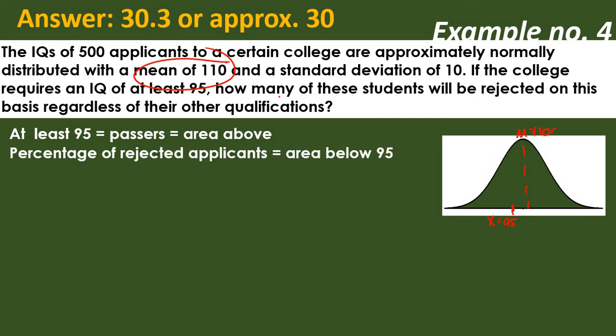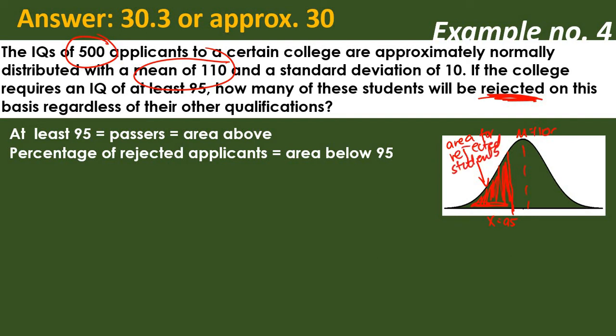We are asked to know how many of the students will be rejected on this basis regardless of their other qualifications. Now, the total number of applicants is 500, and we simply need to know the area of rejection and get the percentage with the given total of 500. So the percentage of rejected applicants is also pertaining to the area below 95, or this will be solved by using the area below 95. So the rejection region will be from this point and everything to the left. So this will be the area for rejected students.